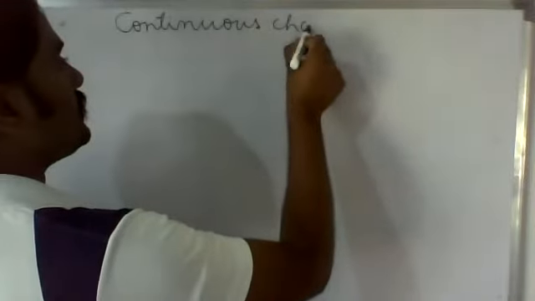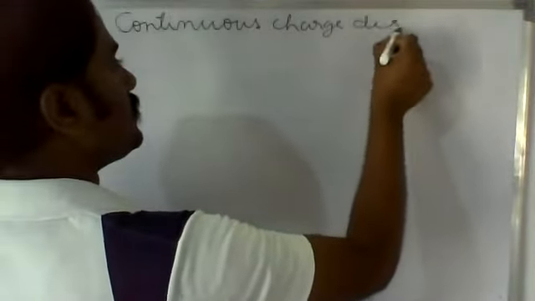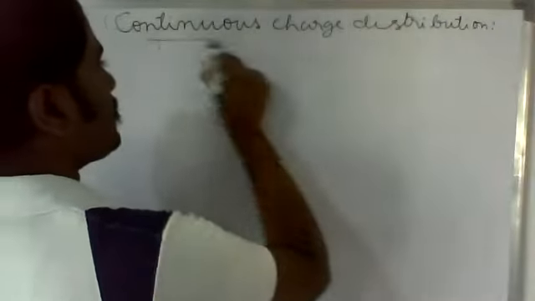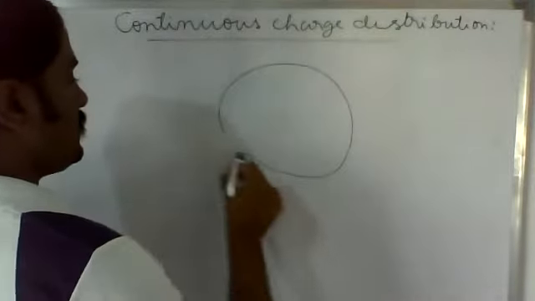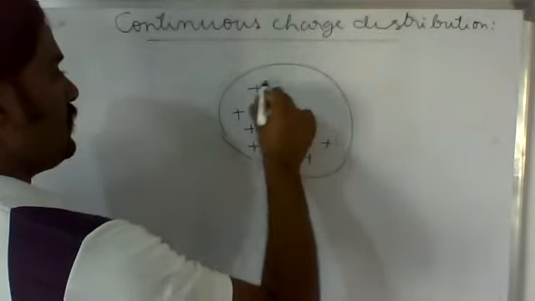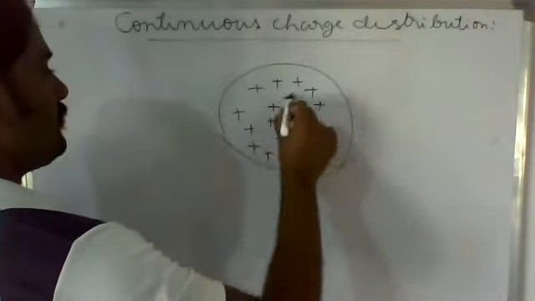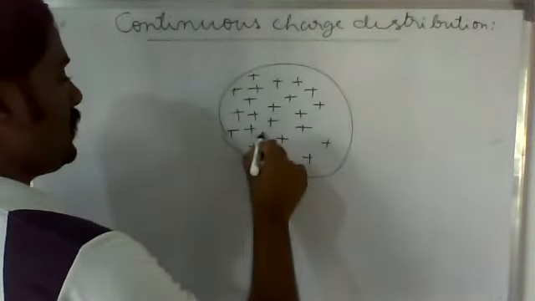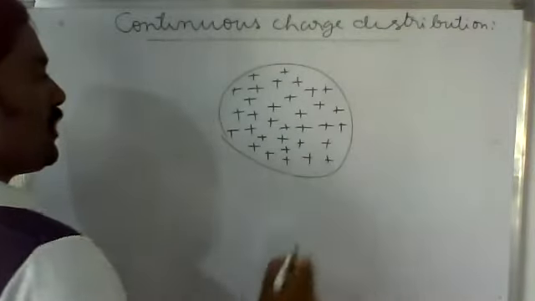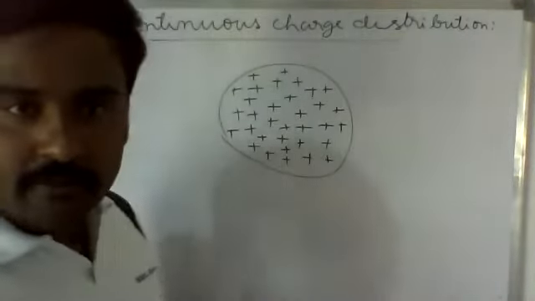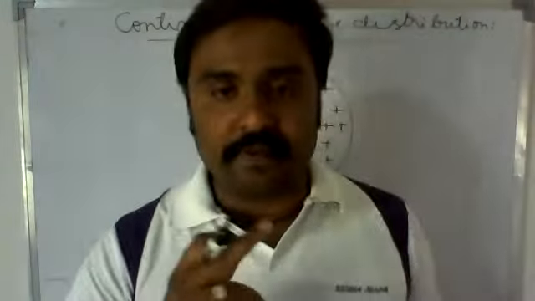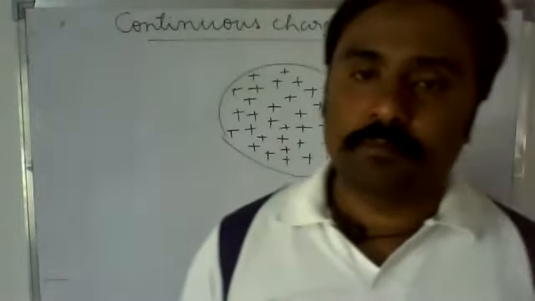Continuous charge distribution. That means very simple. If a charge spreads over a region in a continuous manner, either it may be one dimensional or two dimensional or three dimensional, that is the meaning of continuous charge distribution.